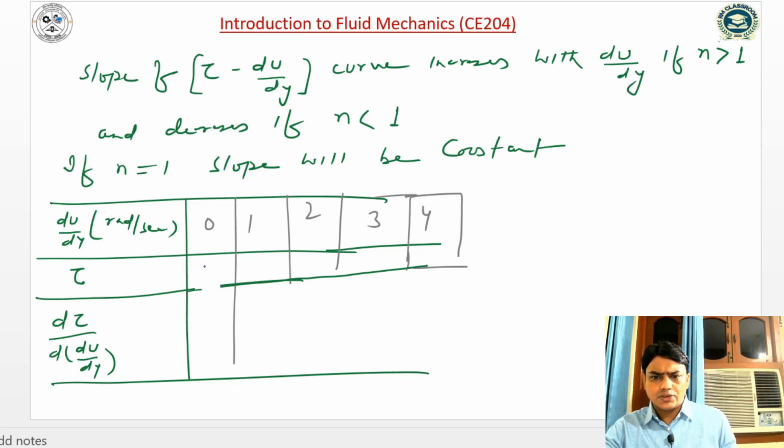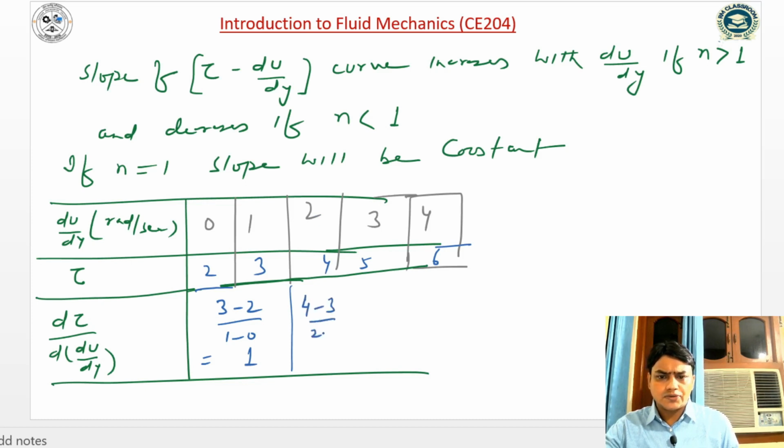This value is 2, 3, 4, 5, 6. So if I compute the value of d tau by du by dy, for this value it will be d tau, which means 3 minus 2 divided by 1 minus 0. So it will be 1 by 1, which is 1. Similarly for this fluid, d tau is 4 minus 3 divided by 2 minus 1, so it is 1 by 1, which is 1.